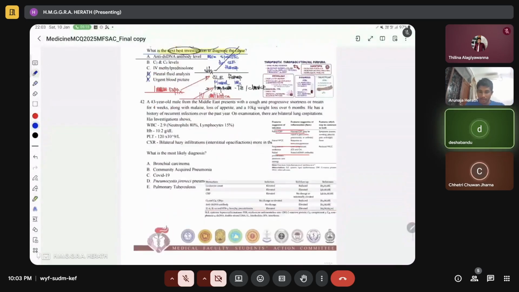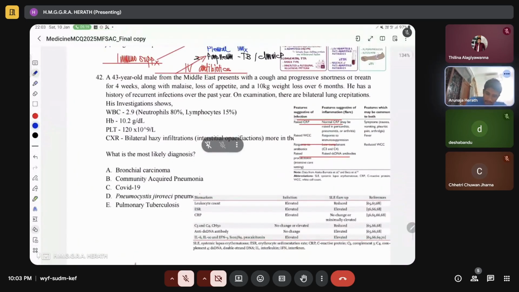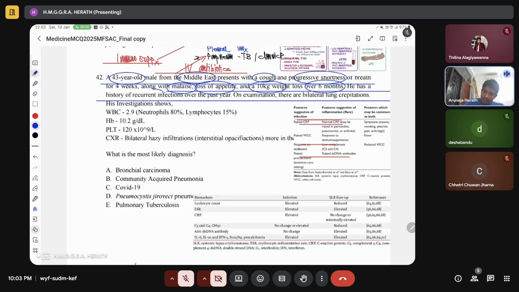Yes. So now we go to the 42nd one. A 43-year-old patient from the Middle East presents with cough and progressive shortness of breath for 4 weeks with malaise, loss of appetite and 10 kilogram weight loss over 6 months. So that is a significant weight loss. He has a history of recurrent infections over the past year. On examination, there are bilateral lung crepitations. On investigation, there is neutrophil leukocytosis.